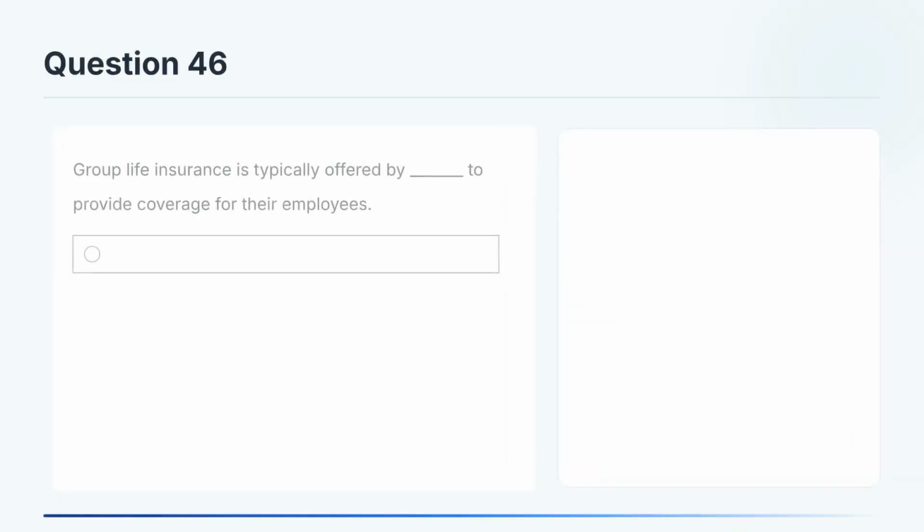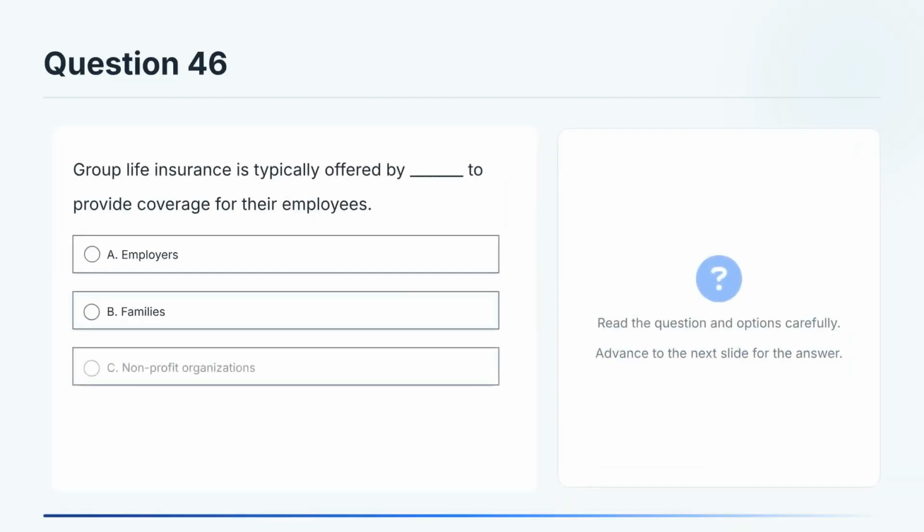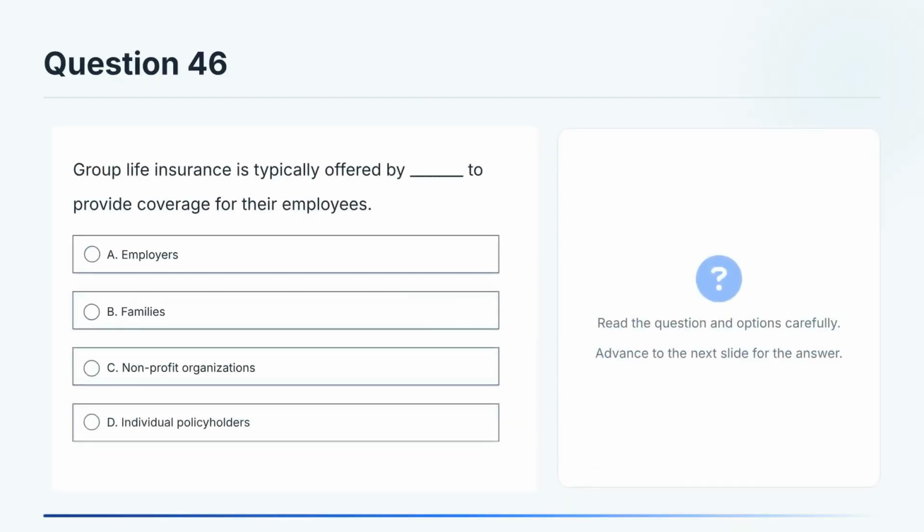Question 46. Group life insurance is typically offered by blank to provide coverage for their employees. A. Employers. B. Families. C. Nonprofit organizations. D. Individual policyholders.